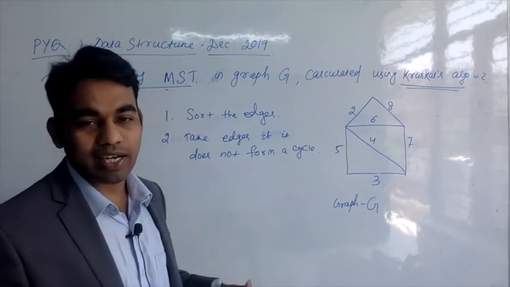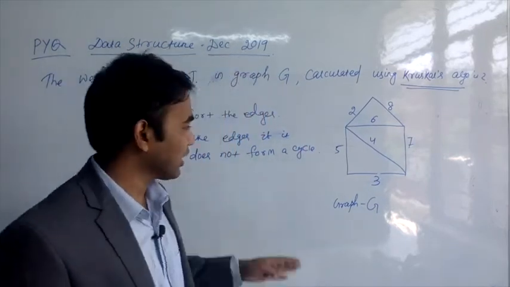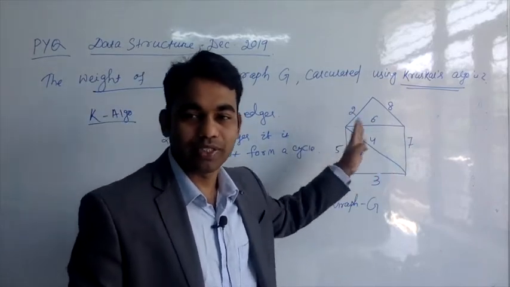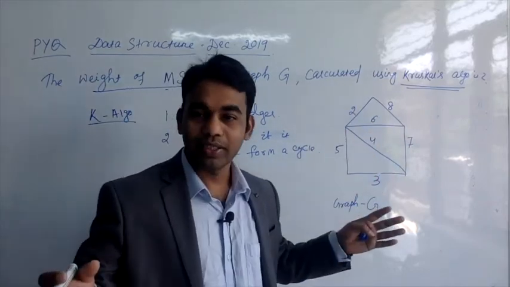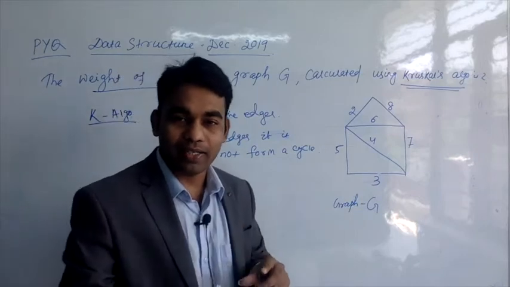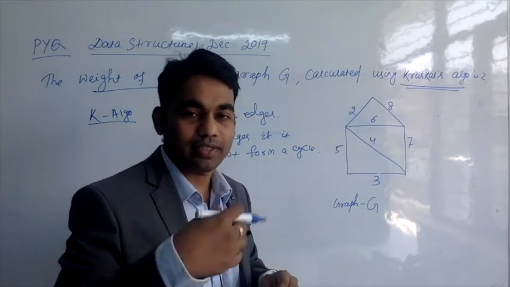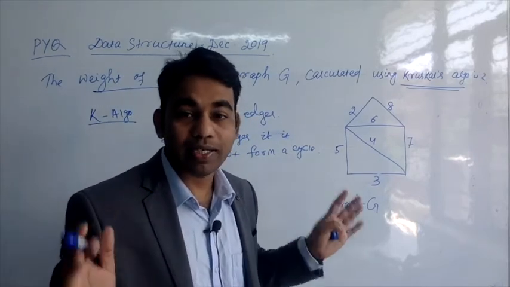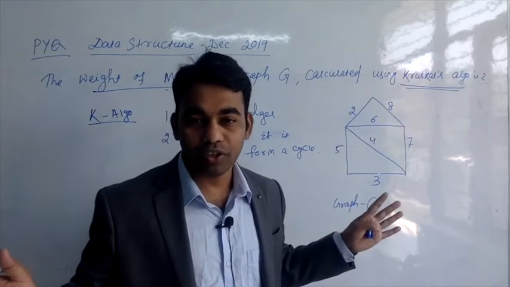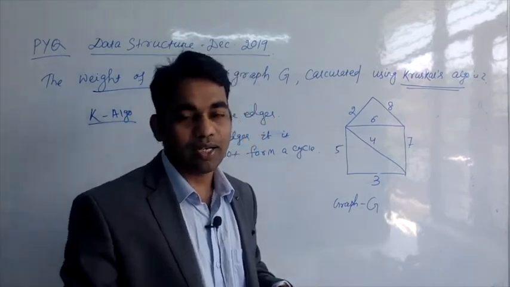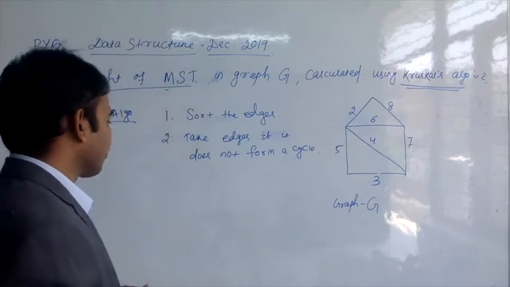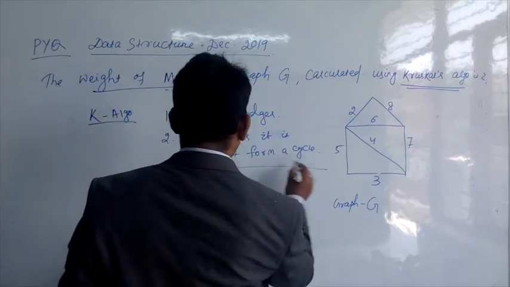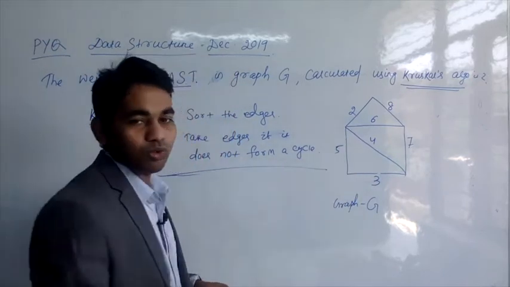That is in simple words. If you go for the detailed algorithm, you can learn it. But in simple words, just sort the edges given in this particular graph, and keep on taking one next edge at a time. If that particular edge you are taking is not forming a cycle, then obviously you can add it into the final graph. So let's understand this particular algorithm and try to run Kruskal's algorithm.